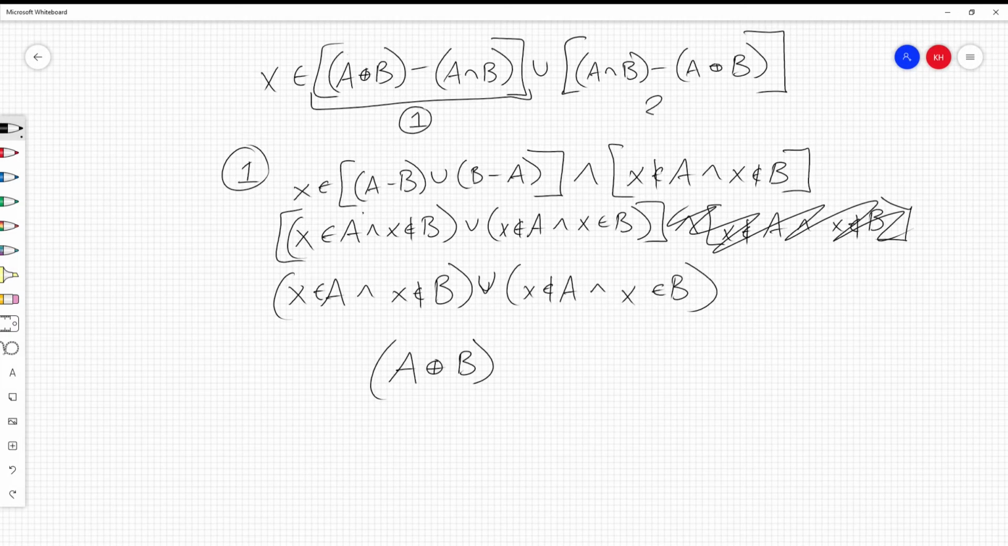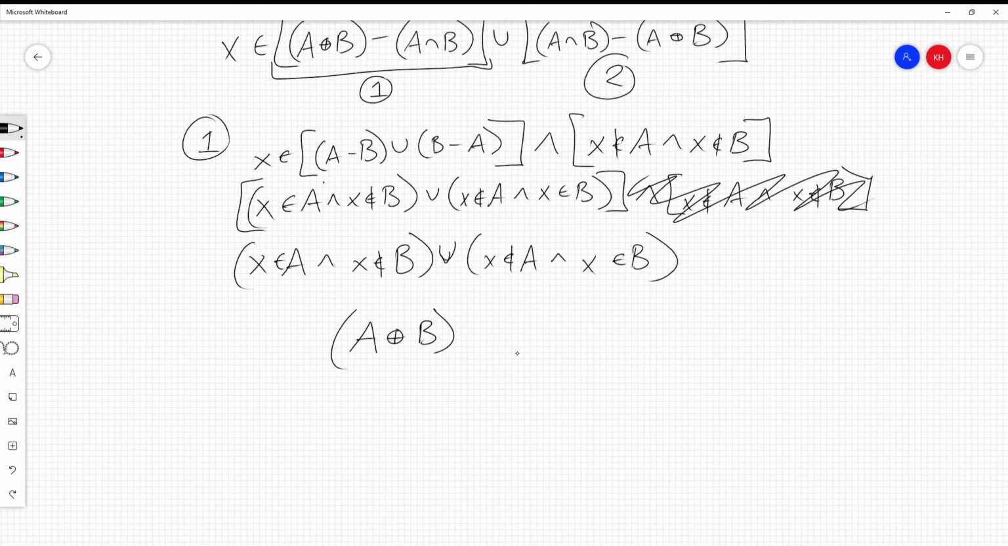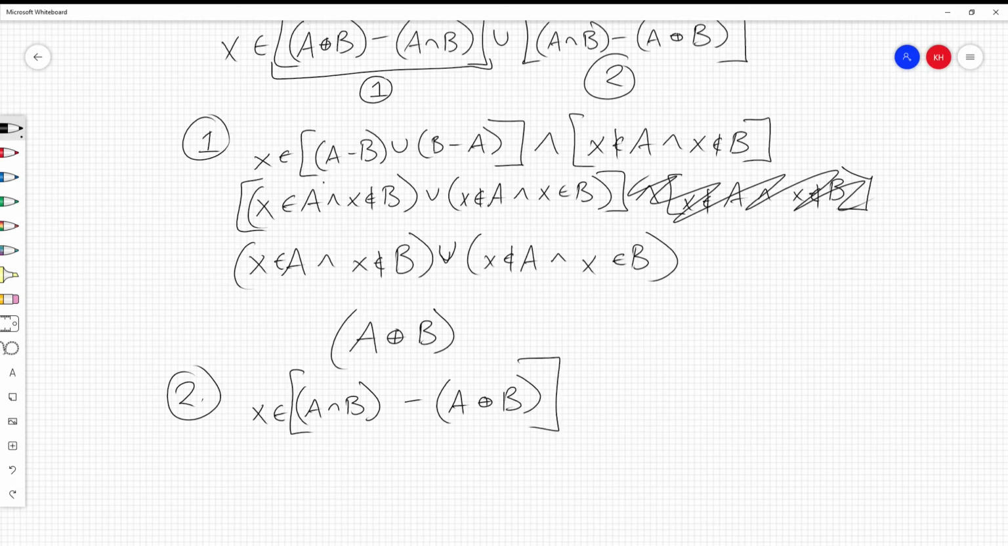So let's go on to 2, and I think you guys can see where this is going, but just to show a little bit further of what's happening here. For number 2, we have x is an element of A intersection B minus A symmetric difference B, all that jazz. Again, if you can visualize that these do not share any elements, you'll be in the clear.